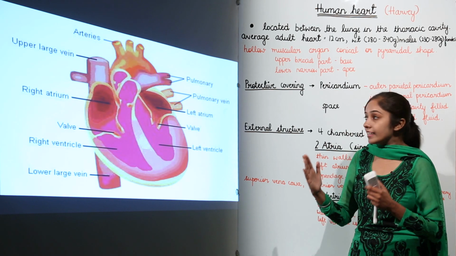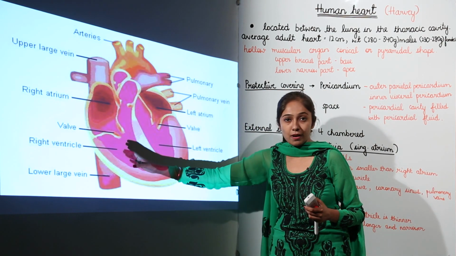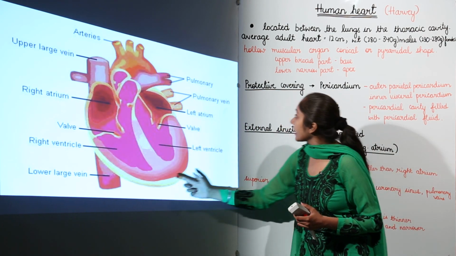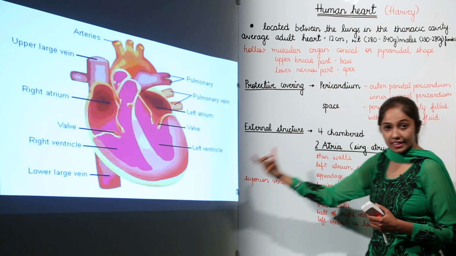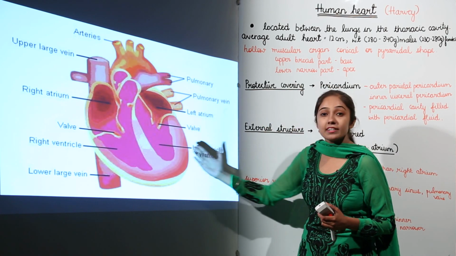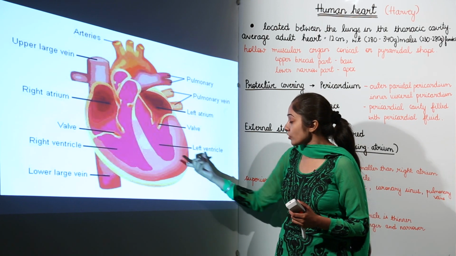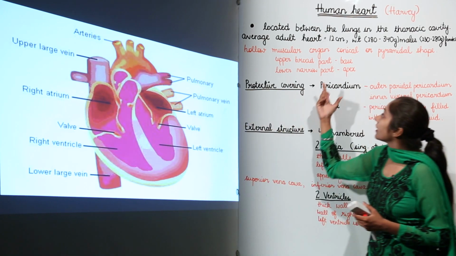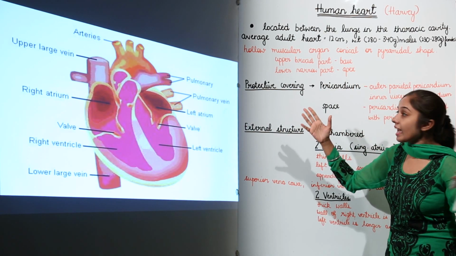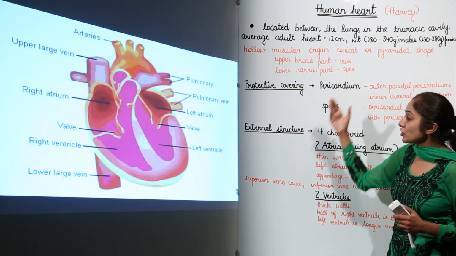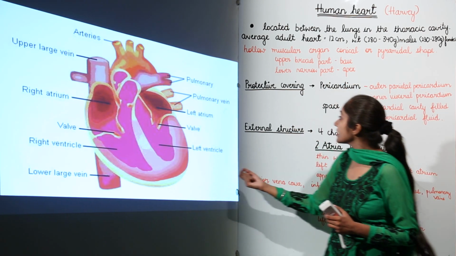So we have two sides, the left part and the right part. You can see the apex, the lower narrow part, is projecting towards what? Towards the left hand side, right? So you can see a base which is broader and the apex which is the narrower part of the heart, right?